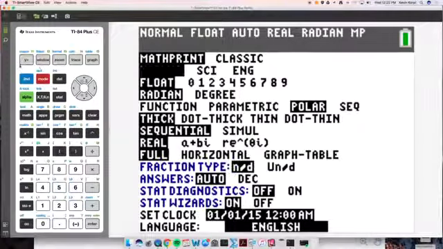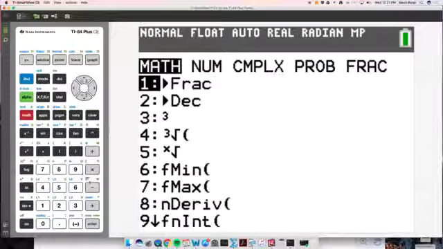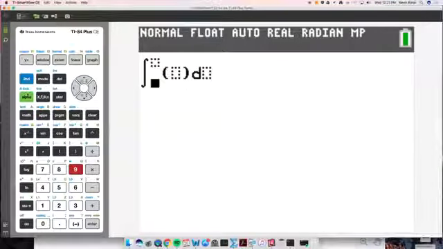Okay, so I'm just going to go straight to the home screen. I am in polar mode, no big deal. So 2 times 1/2 is 1, so I'm not going to bother with that. I'll just go straight to Math 9 from pi/6 to pi/2.